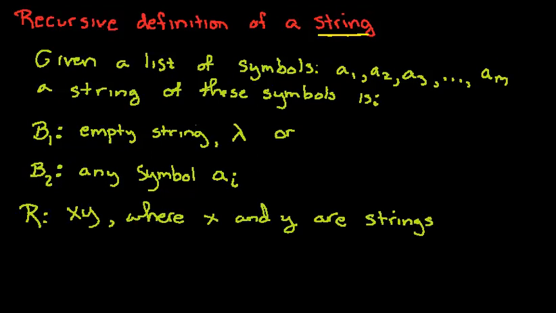And then for the recursive step, we've got x, y. So that's the concatenation or the sticking together of x with y, where the x and the y are strings.